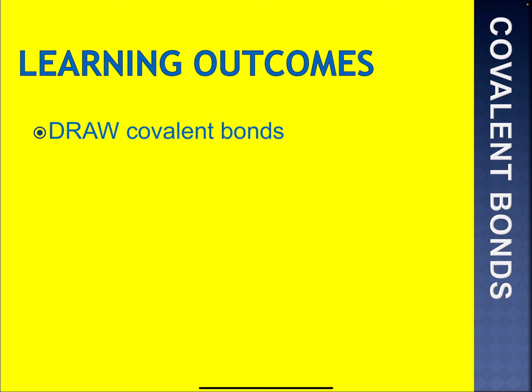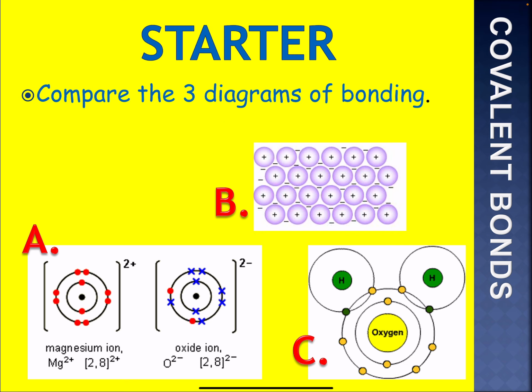That's our objective. And we're going to try and draw covalent bonds. Look at this. Pause the video here. Compare the 3 diagrams of bonding. See if you can write something about A, B, and C. You can pause the video here. Okay, let's have a look.